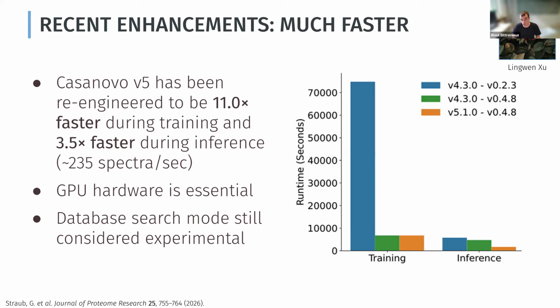And database search is also significantly slower than de novo search because in database search, we have to evaluate dozens to hundreds to sometimes even thousands of candidate peptides per spectrum. Whereas in de novo searching, you only have to make a single prediction per spectrum.